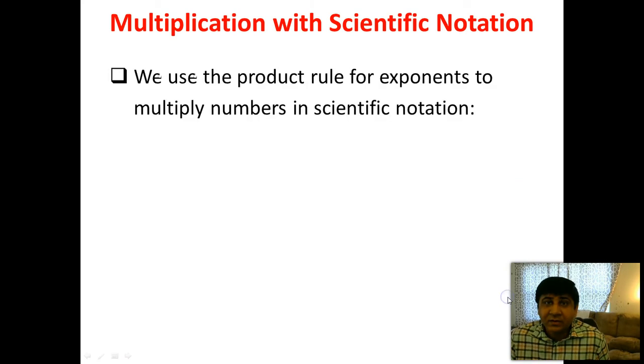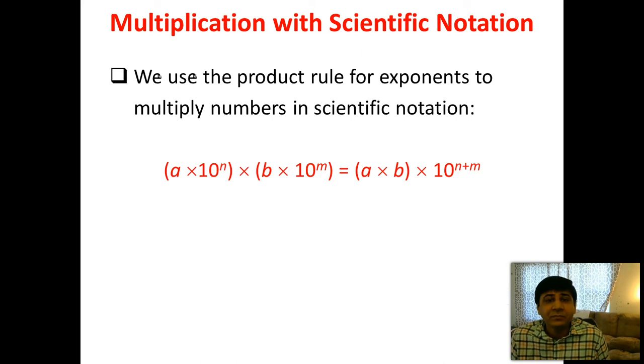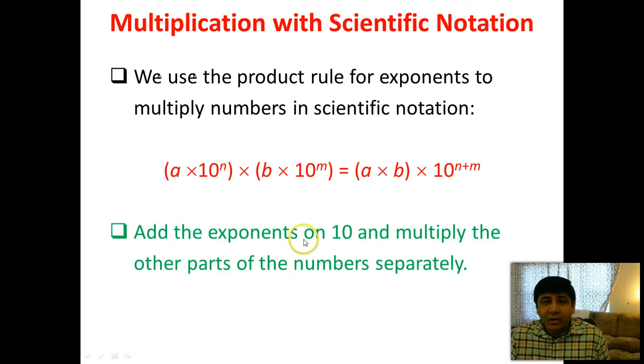We can multiply numbers in scientific notation. It's easy. We will use the laws of exponents. If you want to multiply a times 10 to the power n and b times 10 to the power m, what will happen? We'll multiply a with b and then multiply 10 to the power n with 10 to the power m. a times b will be a simple multiplication. 10 to the power n times 10 to the power m will be 10 to the power n plus m. Powers add. Remember the exponent rules? Now add the exponents on 10 and then multiply the other parts of the number separately.